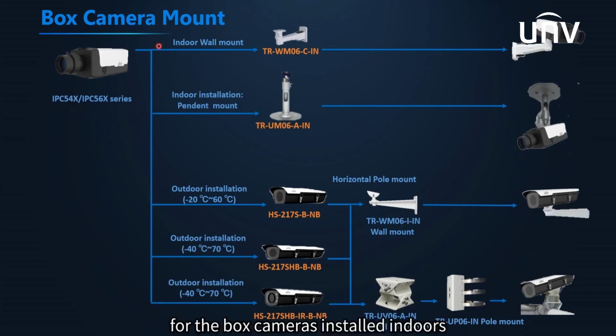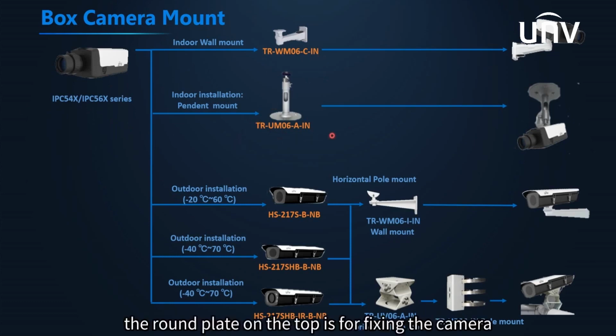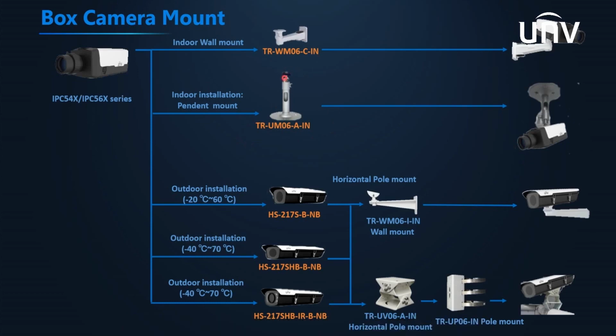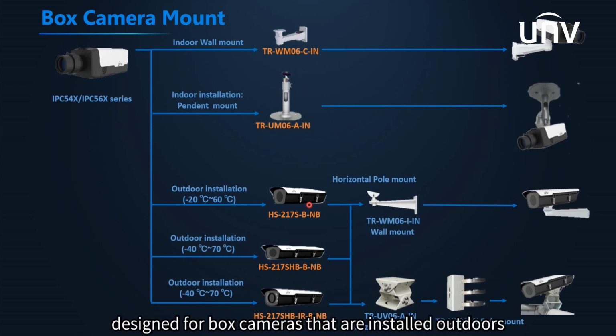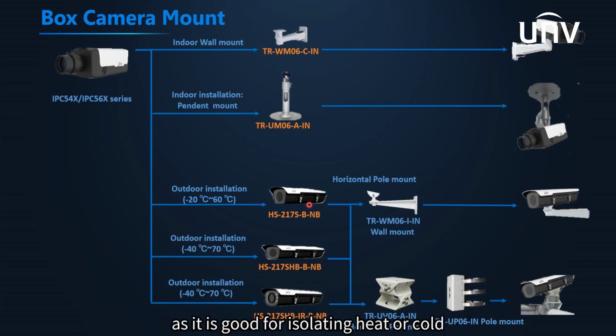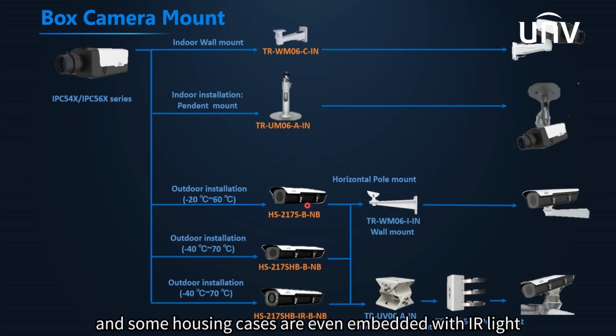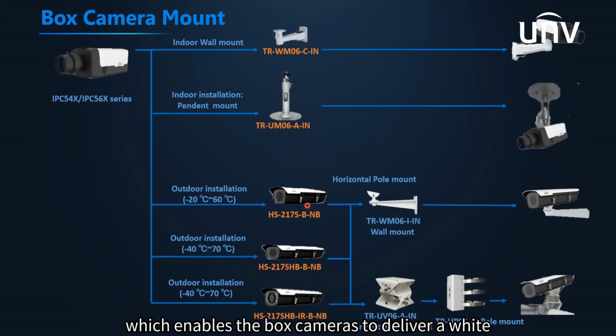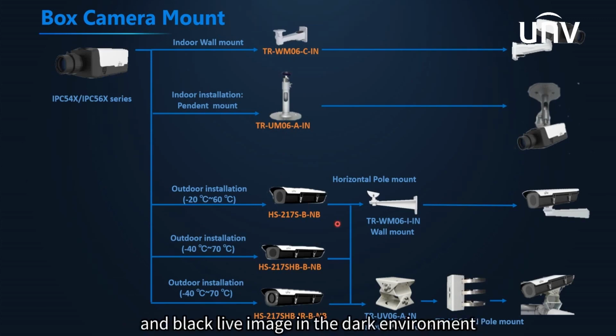For the box cameras installed indoors, two types of brackets can be selected. One is WM06C, which is for wall mounting, and the other is for pendant mounting. The round plate on the top is for fixing the camera, and the other side attaches to the wall. The housing case is specially designed for box cameras that are installed outdoors, as it is good for isolating heat or cold. And some housing cases are even embedded with IR light, which enables the box cameras to deliver a white and black live image in the dark environment.